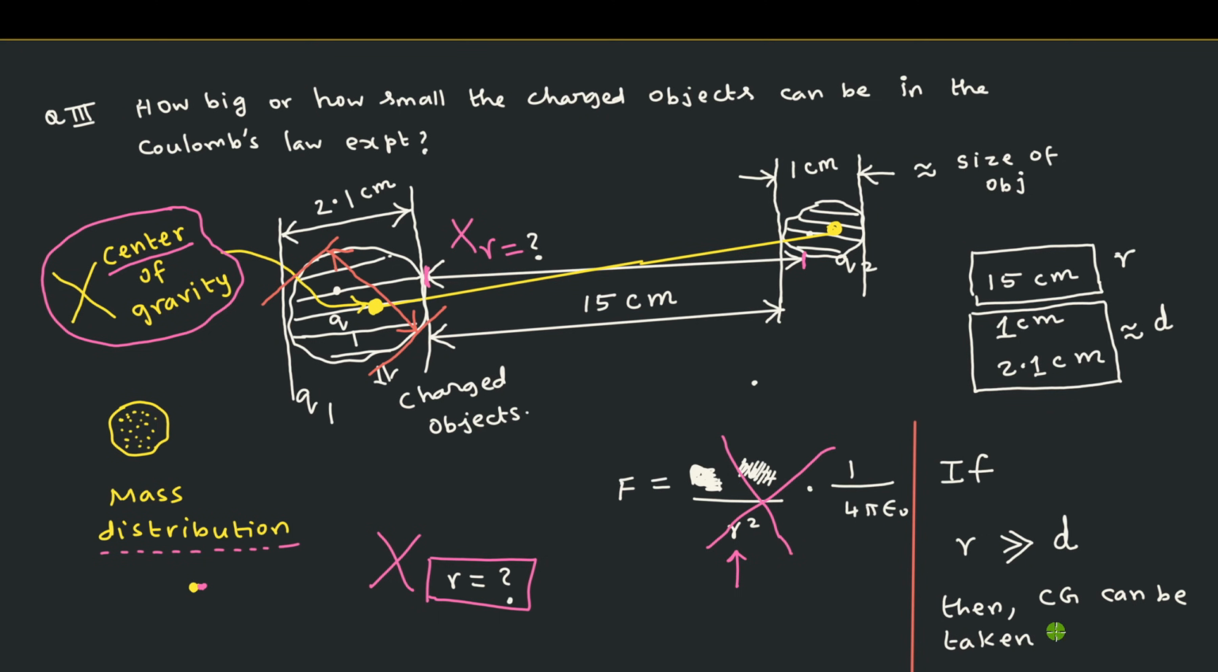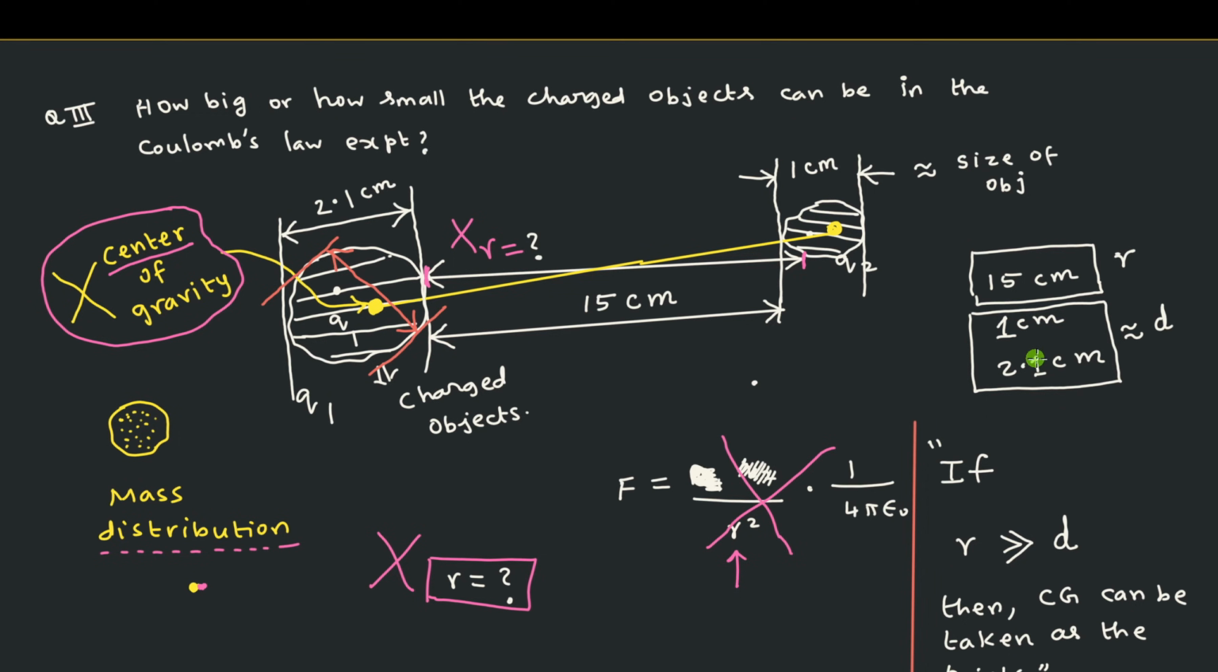Then the center of gravity can be taken as the point. Point means the point from where you make the measurement. So this is a practical way. Practically, now 15 and 1, now what about this 15 and 1?